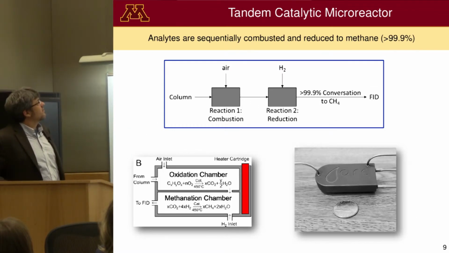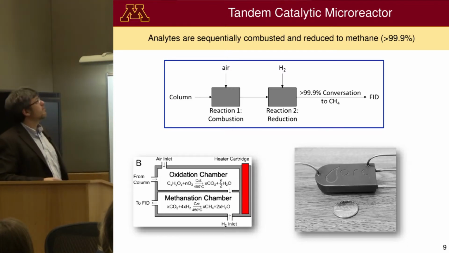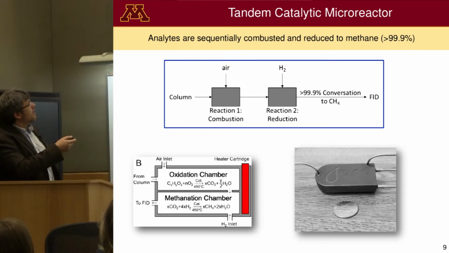Like I said, the chemistry is conceptually simple, but to actually implement the device involves all sorts of extra things that you'd have to think about to actually implement the chemistry the way you'd want it to occur. So from the column, you have some analyte goes into a combustion chamber, mixed with air. This comes out, and then this reacts over a second catalytic chamber, mixing with hydrogen. And then this whole system of flows, mixing, catalyst selection is designed to give you greater than 99.9% conversion to methane, which then goes to your FID.